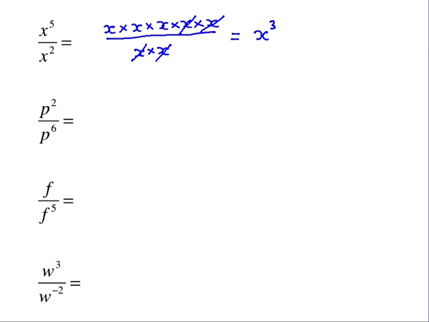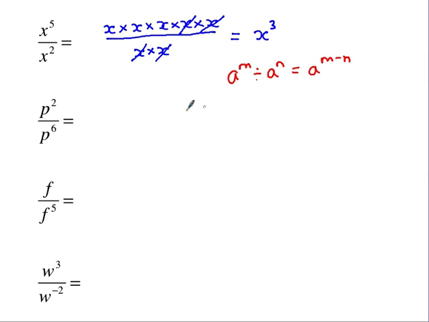Now you could have worked that out by just doing 5 take away 2, which would have given us the 3. So if we just get down quickly, a little note of the algebra there. So we've got a to the power of m divided by a to the power of n will give us a to the power of m minus n.